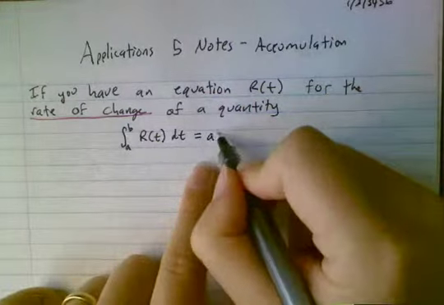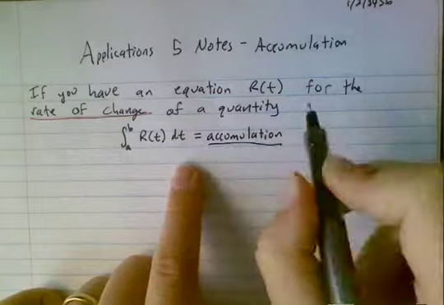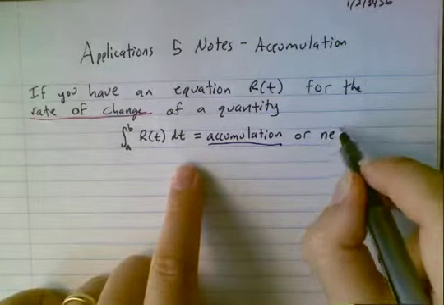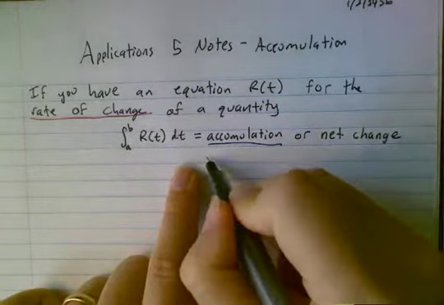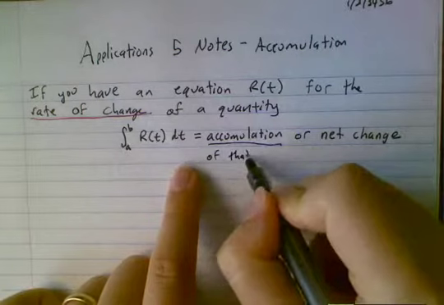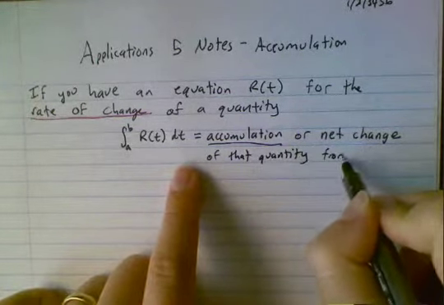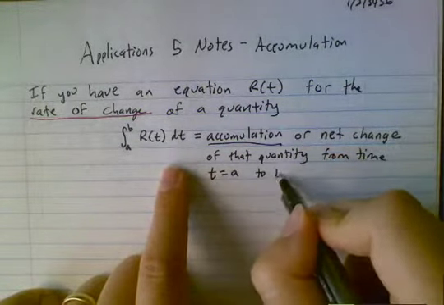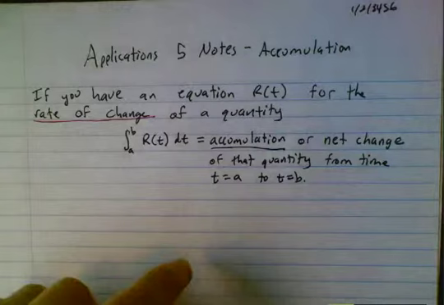is what we call the accumulation, or the net change overall, of that quantity from time t equals a to t equals b. That time piece is important, shows up a lot on the AP test.